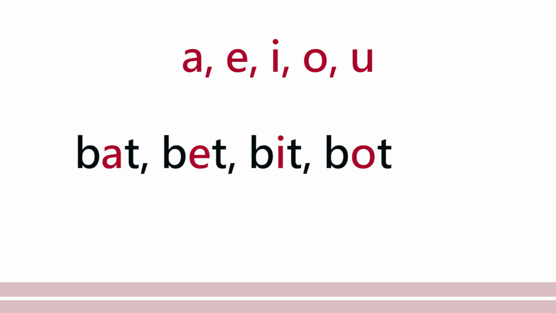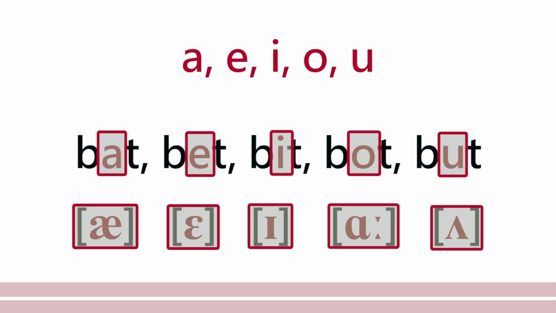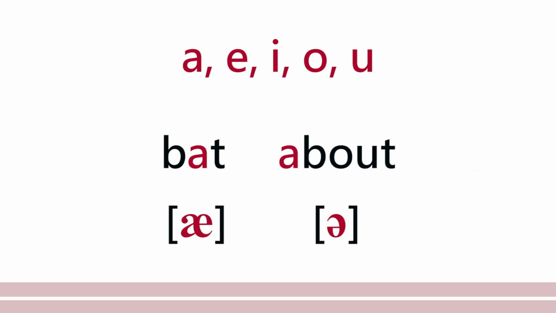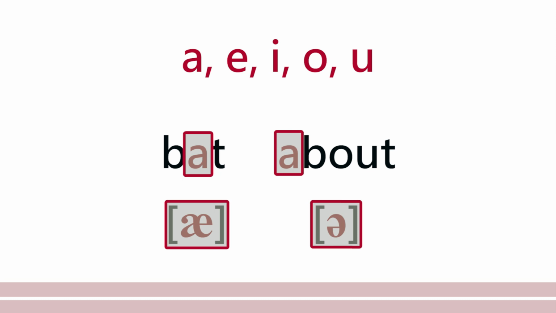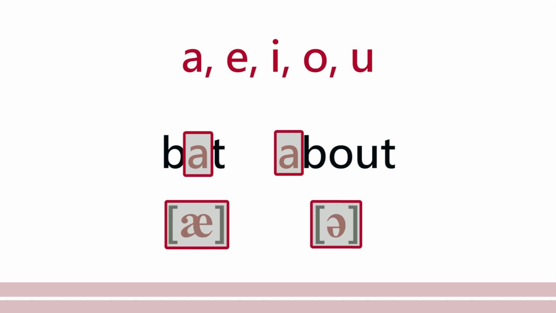For example, when we have these words, bat, bet, bit, bought, and butt, we are using vowels here. Each of those symbols stands for one of these vowels. There is a letter, it stands for this. This letter stands for this vowel. And so on and so forth. Because in the word about, the same letter stands for a different vowel. It means that in this case, at least the symbol A is standing for two vowels.